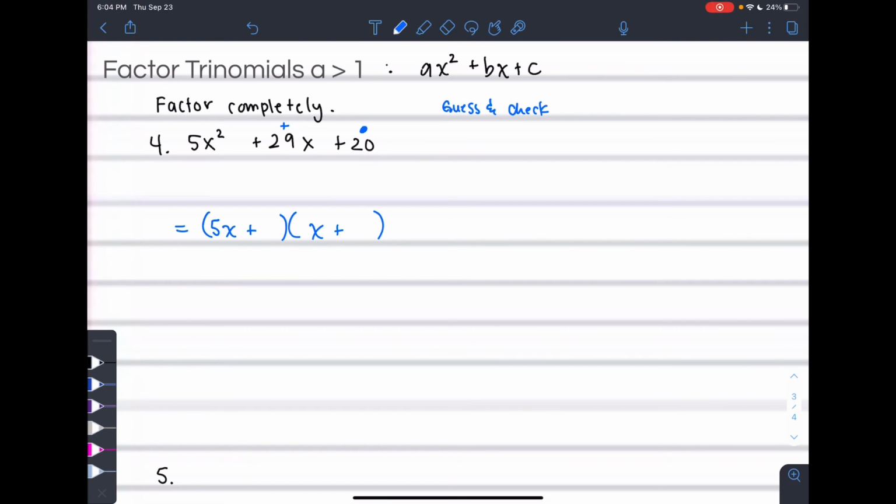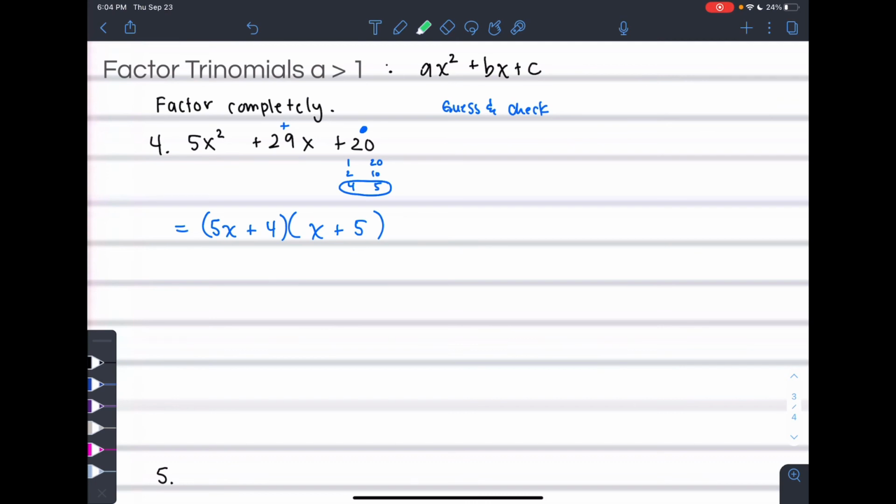Factors of 20. We can try 1 and 20, 2 and 10, or 4 and 5. So let's see. What would make sense here? Let me just try 4 and 5. So let me put down a 4. Let me put down a 5. Now I'm going to show you a quick way to check your work. And this works for the other ones too.